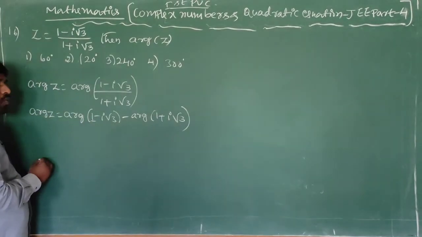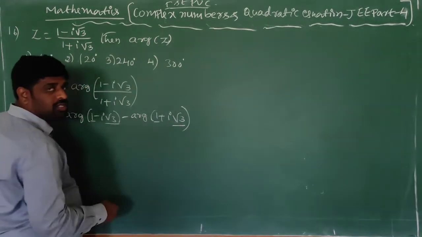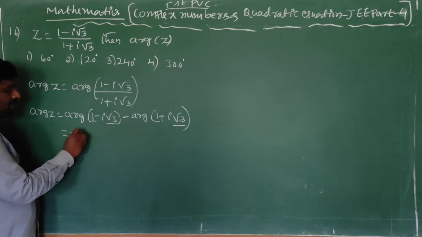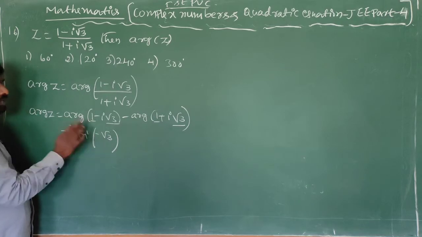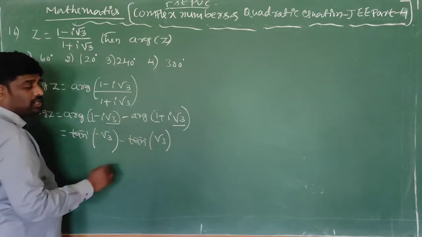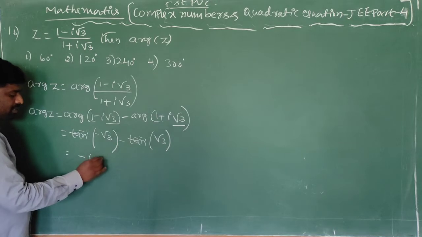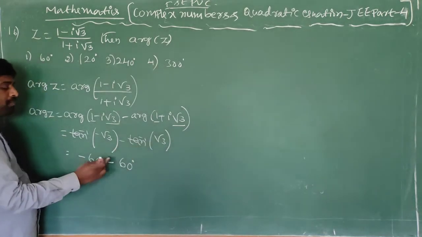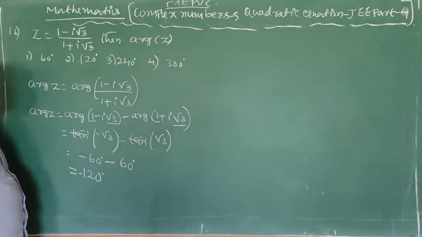A value is how much? 1. B value is how much? Root 3. A value is how much? 1. B value is how much? Root 3. So, what is the argument formula? Tan inverse b by a. So here b is minus root 3, root 3 by 1 is root 3 only. Minus tan inverse root 3. Tan inverse of minus root 3 is how much? Minus 60 degrees. Tan inverse root 3 is 60 degrees. Minus 60 degrees minus 60 degrees is minus 120 degrees.